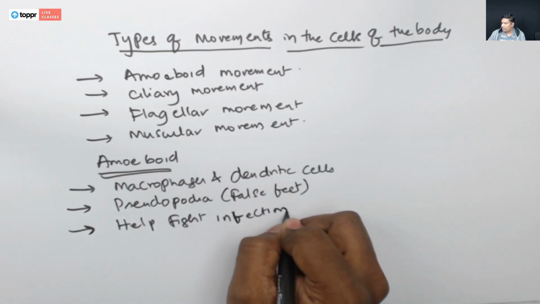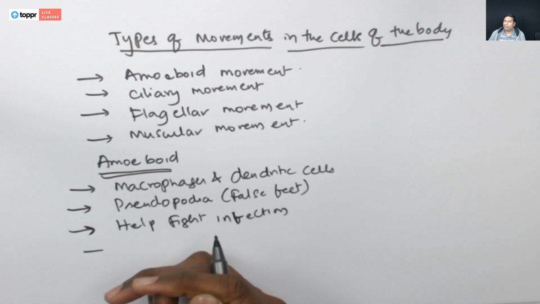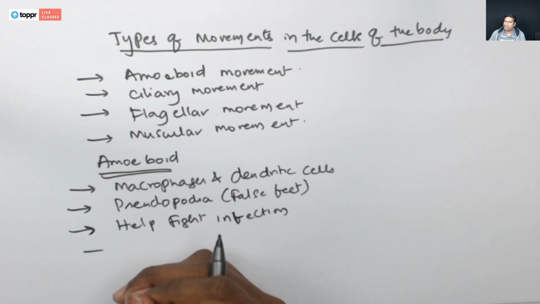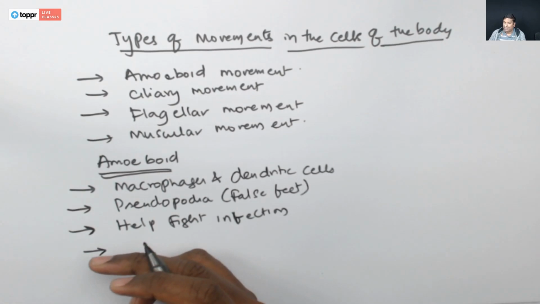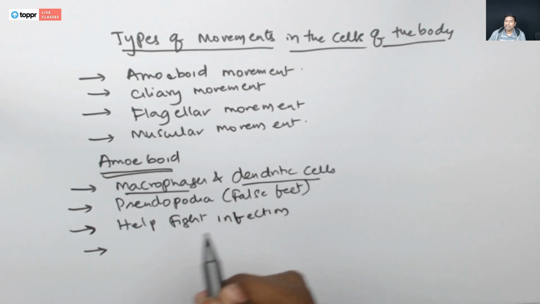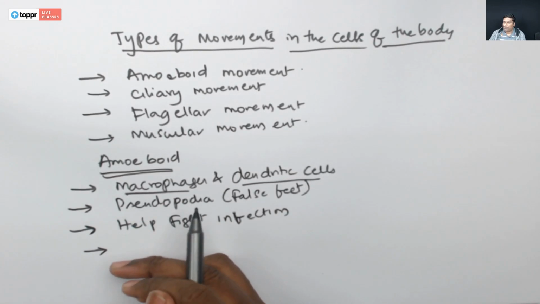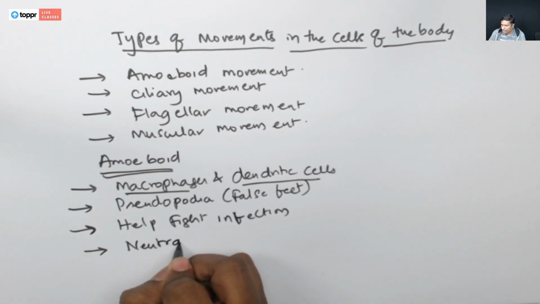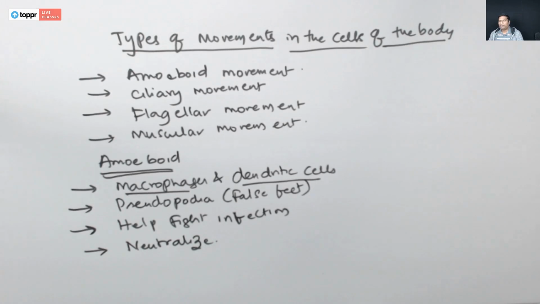Suppose you have a cut on your hand. Many microorganisms can enter through the cut regions of your skin into your body. In order to provide protection, the macrophages and the dendritic cells migrate to the region of infection, or region of invasion, and neutralize the organisms. For that process, they use their pseudopodia to move from one location to the other. That is how the amoeboid movement helps phagocytic cells like macrophages and dendritic cells.